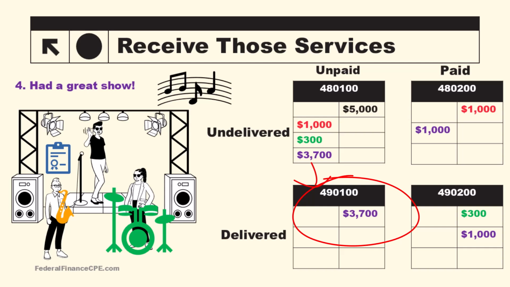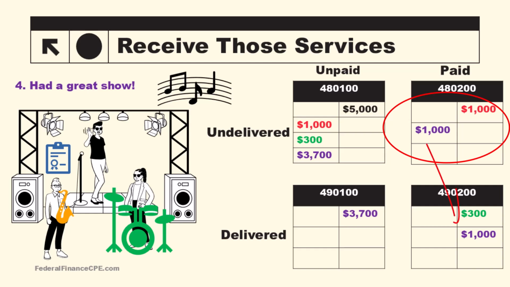The $1,000 deposit we made earlier, which was in 480200, also needs to move. Since we've received those services, that amount shifts to account 490200, Delivered Orders, Obligations Paid. Think about why. We paid this portion already, and now we've received what we paid for.